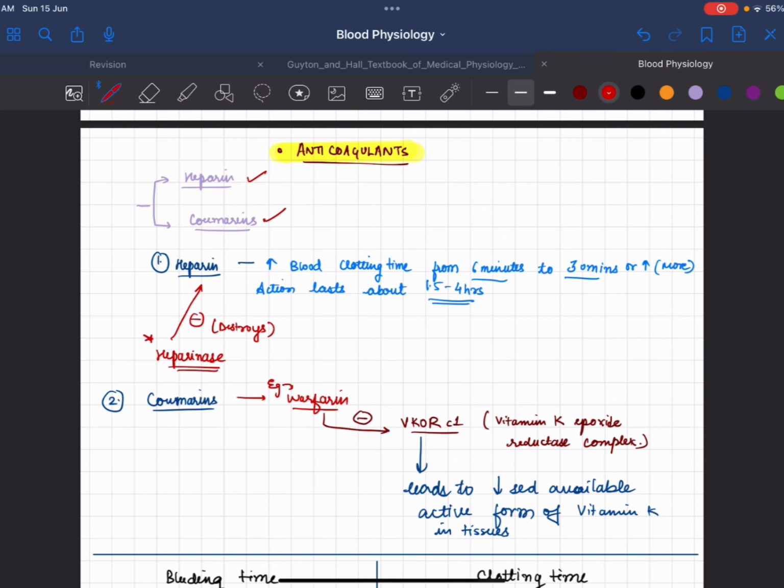Okay. What is heparin? Heparin increases blood clotting time from 6 minutes to 30 minutes or more. Action lasts about 1.5 to 4 hours. Okay. So what actually is heparin? It increases the clotting time, right? You need to remember this clotting time.